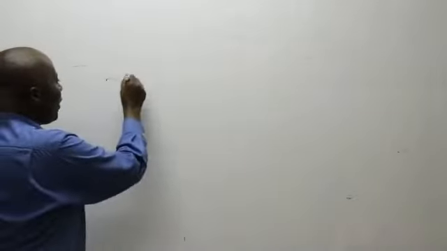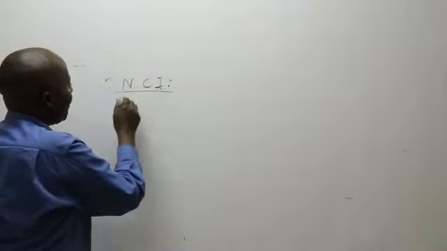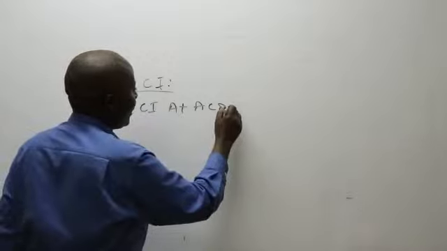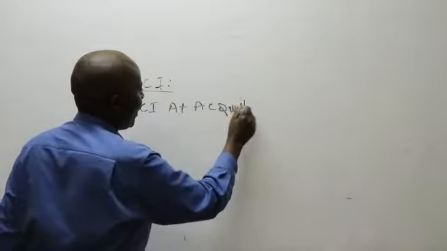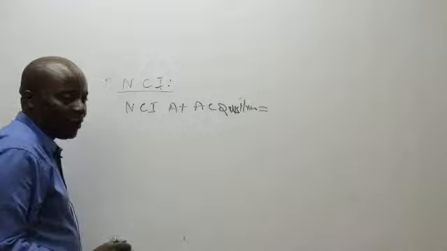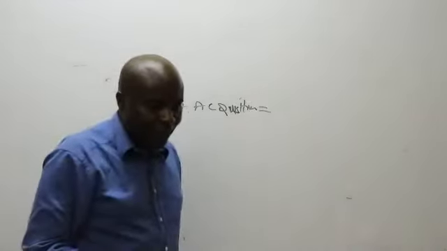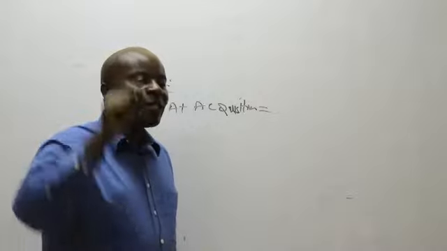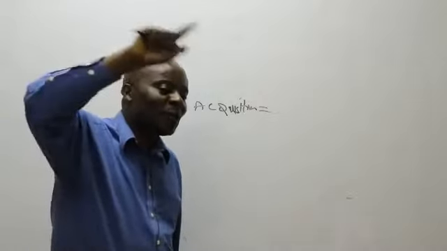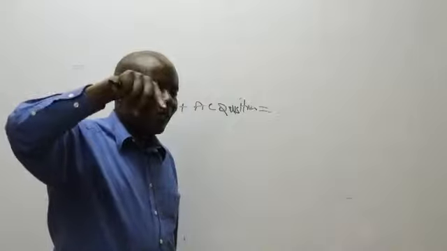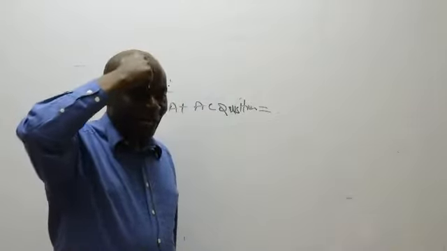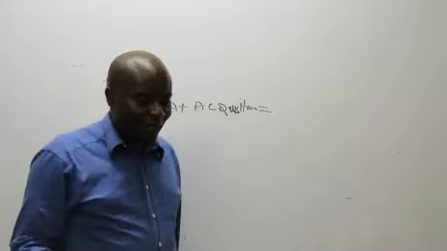So NCI working. We have here NCI at acquisition. Is there anybody who is able to give us this figure? Linus, 99,200. Where do we take it? The statement of financial position. There was a place we left under equity called foreign currency adjustment. 99,200.